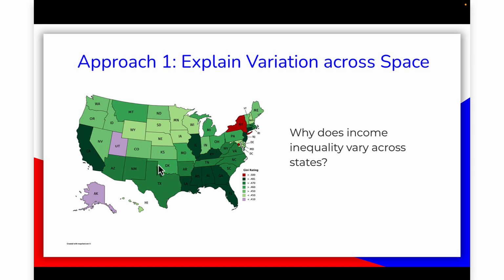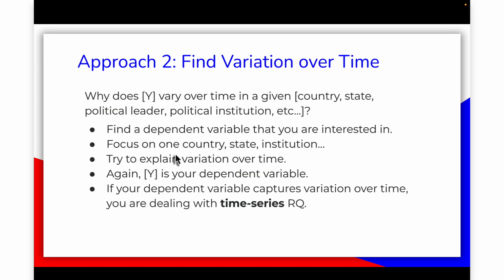In any case, though, you were looking at how income inequality varies across the 50 states. Okay. Approach 2, find variation over time.